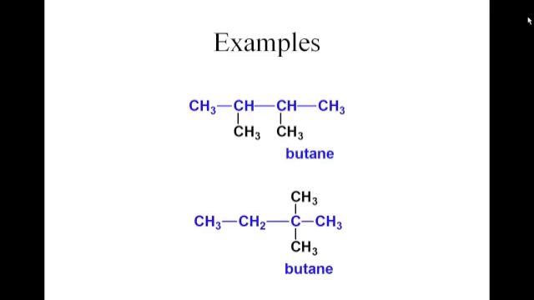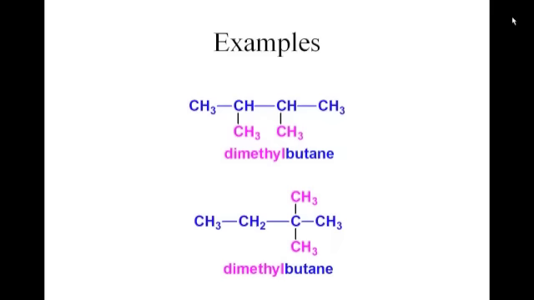But for 4, ANE for fully saturated, no double or triple bonds. I also have 2 methyl groups on each of these butanes, but in each of these different molecules, the methyl groups are in different positions. So I want to name my substituents, and I have 2 methyls, so I'm going to call this dimethylbutane.